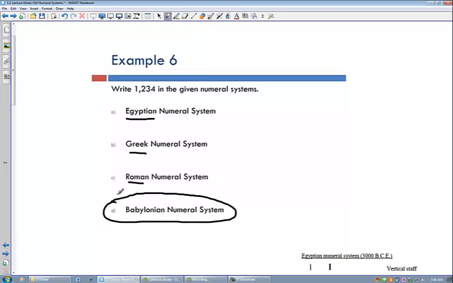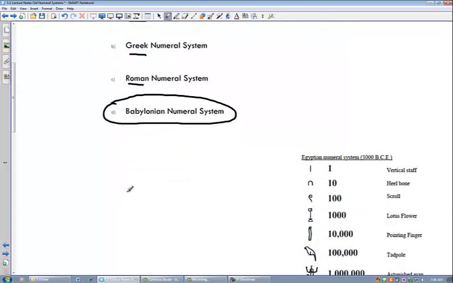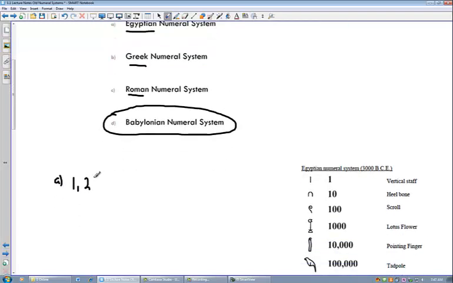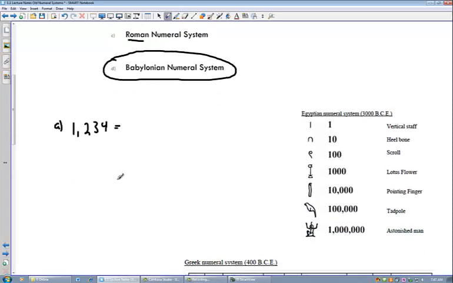So let's take a look first at the Egyptian numeral system. And the idea is I want to write 1,234. I think I just 1, 2, 3, 4. All right, so 1,234 in the Egyptian numeral system. And over here I gave you the table, which again, you'll always be given this exact table here. And you realize, okay, well, 1,000 can be written as a lotus flower. So I'll draw the best of my ability. It doesn't have to be perfect. A lotus flower, so that's 1,000.